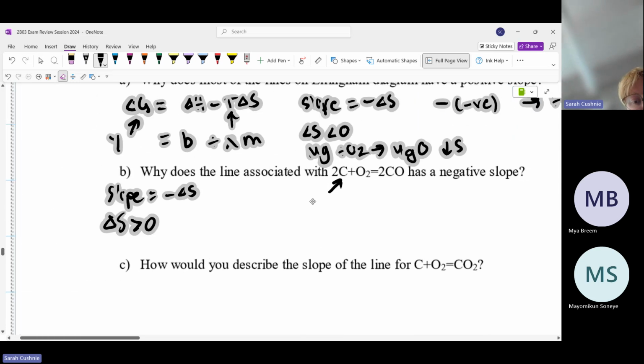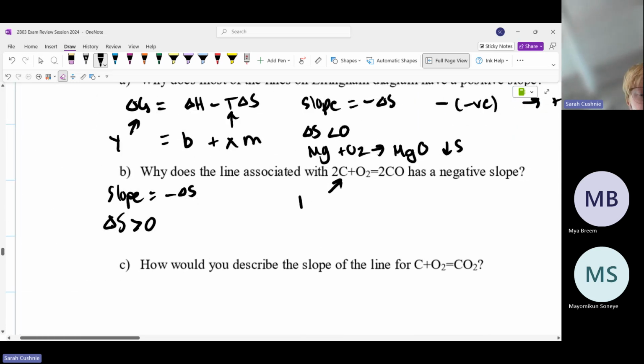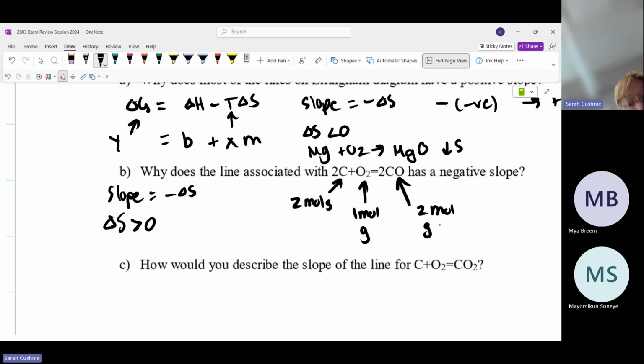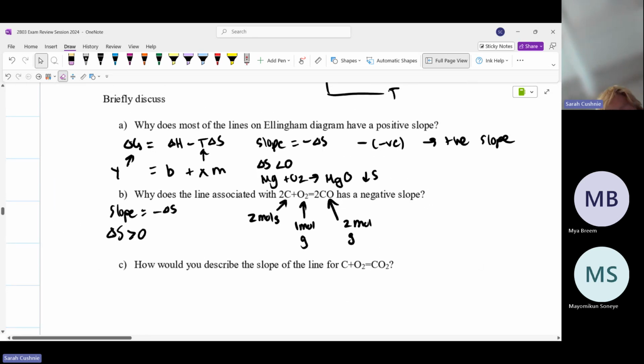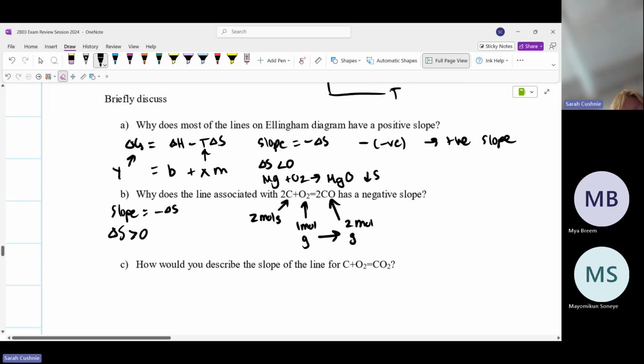So we're going to have 2 moles solid, and then 1 mole gas. But now our product is 2 mole gas. So what we're doing is we're increasing from 1 mole gas to 2 mole gas, and that's going to increase the entropy of the system because now we have a lot more disorder, right? So delta S increases with increased mole gas, therefore the slope is negative.